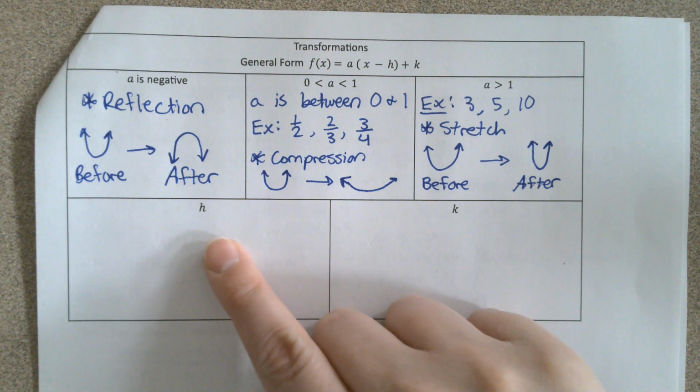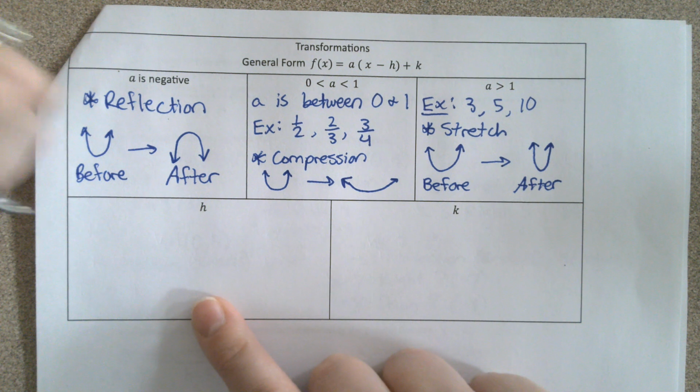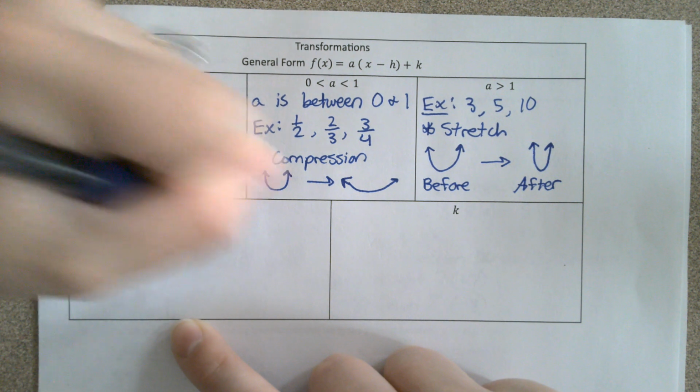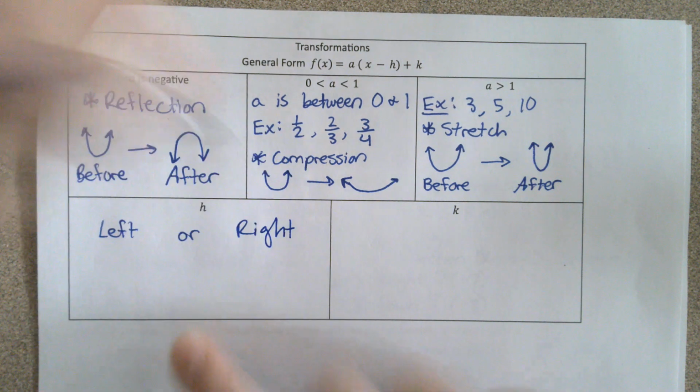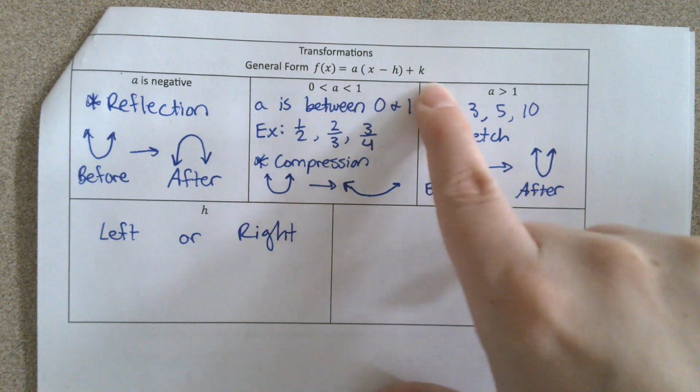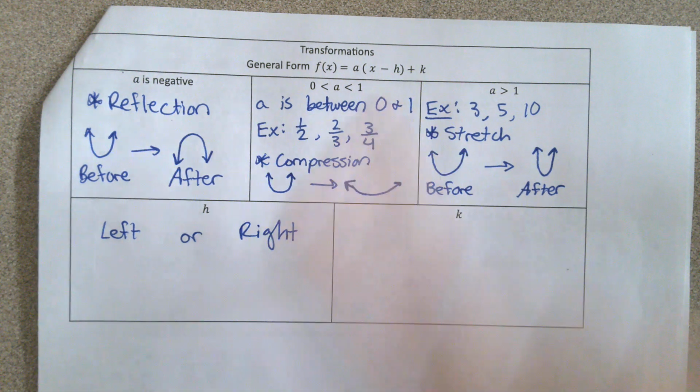Two more. The H. This is a left or right movement. H moves it left or right. Reminder, it's with the X. And on the X-axis, we move left or right. So that's how you can remember.